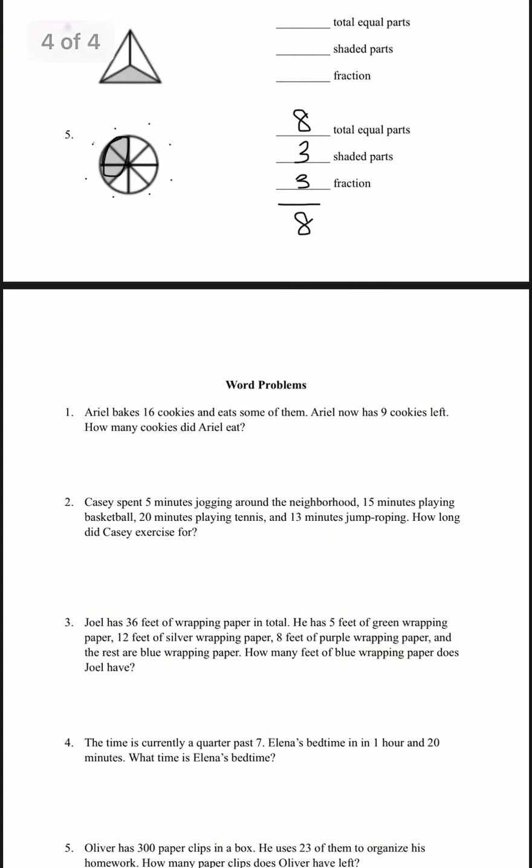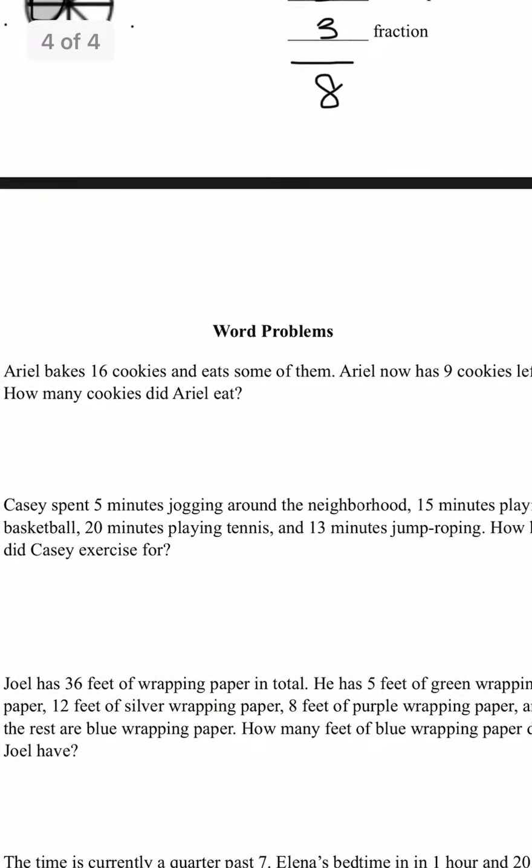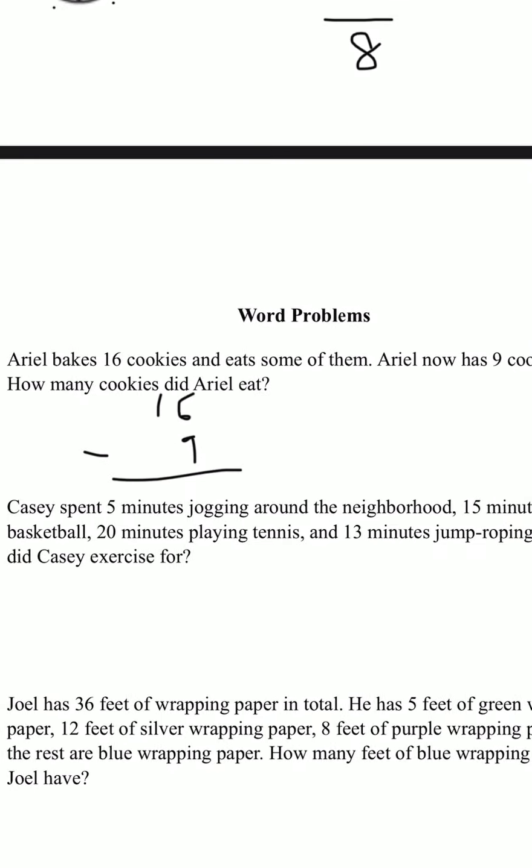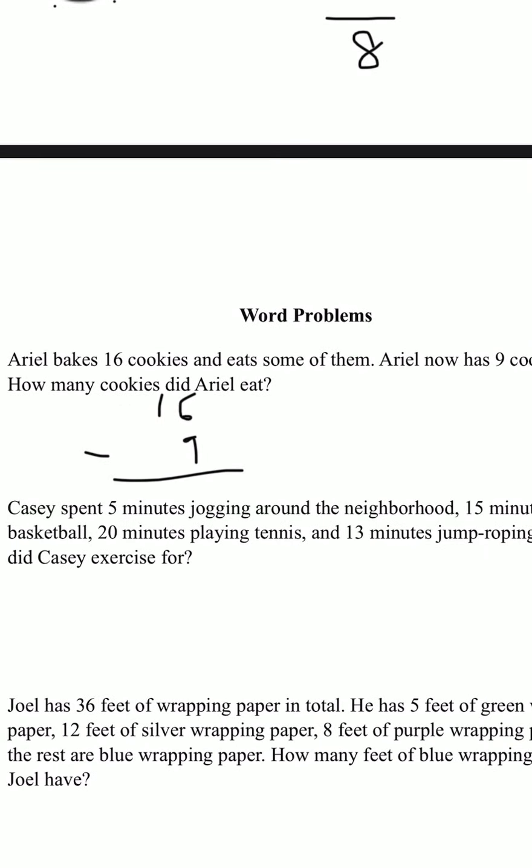Let's do word problems. Ariel baked 16 cookies and eats 7 of them. Ariel now has 9 cookies left. How many cookies did Ariel eat? She has 16, and then now she has 9. So we're going to do 16 minus 9 to find out how many cookies she ate. 16 minus 9, that's going to be 7. So she ate 7 cookies.